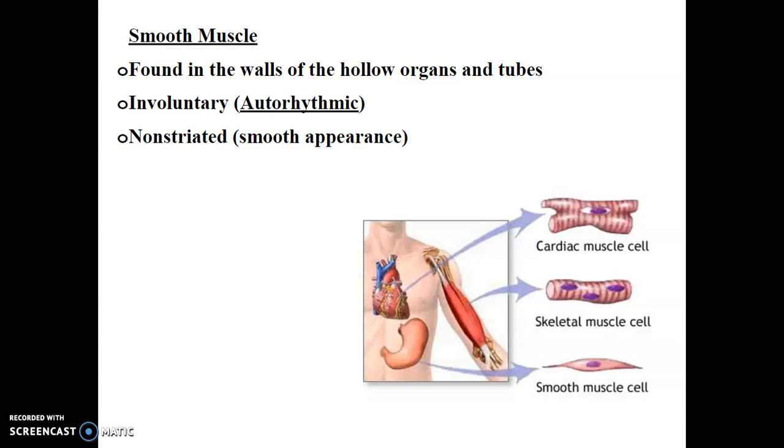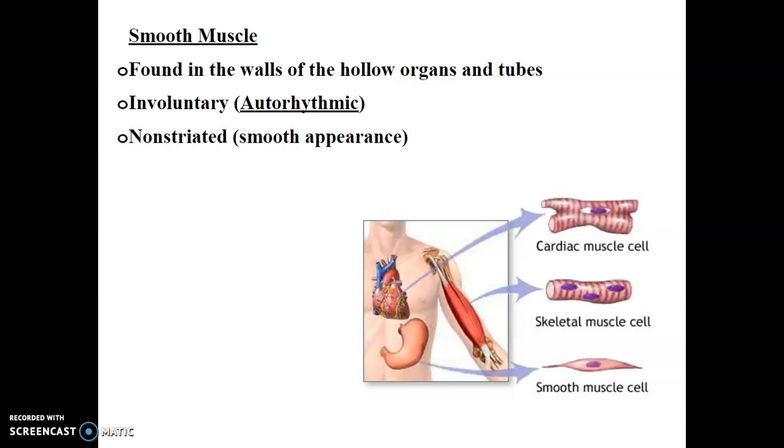This is a good thing, as we've already talked about in class before, because otherwise we would have to think about pushing food through our stomach or through our intestines and keeping pace of all that. This helps with that. This also helps with blood flow. Inside our blood vessels in certain places, there's smooth muscle that helps push it forward. We'll learn more about that with the cardiovascular system after Christmas.